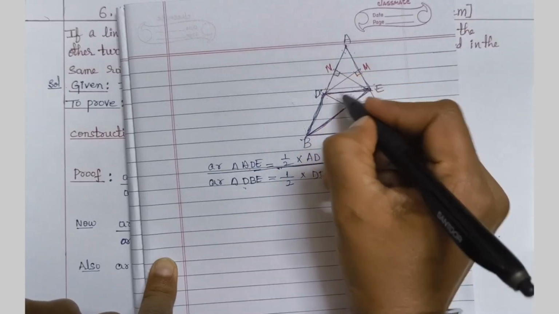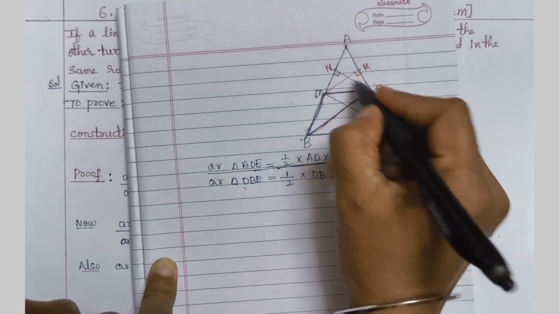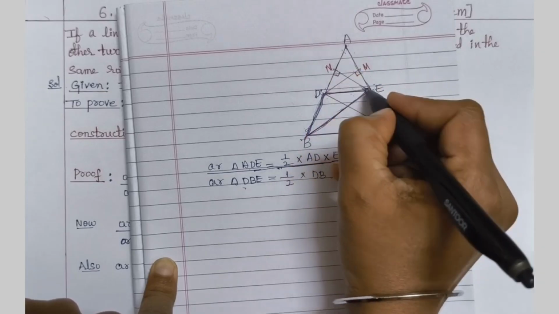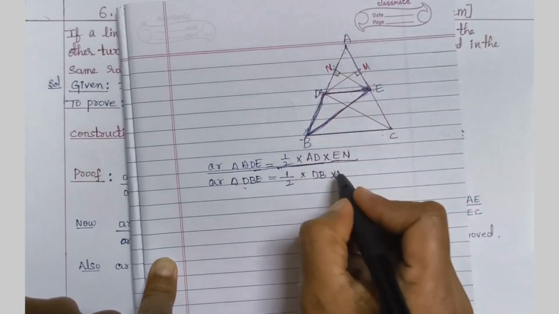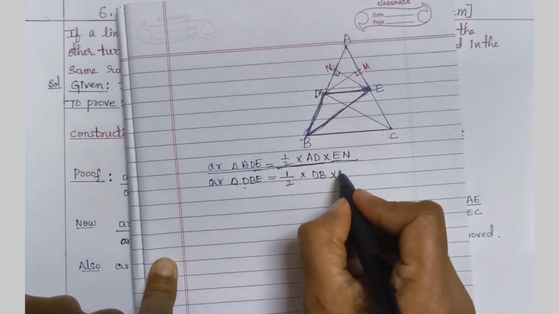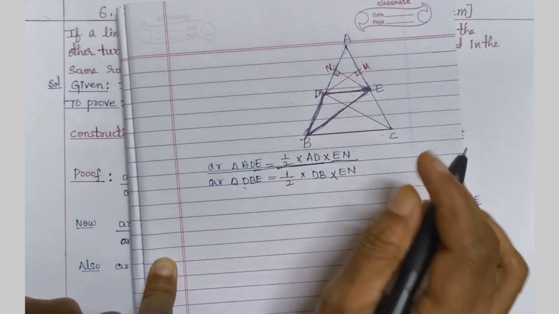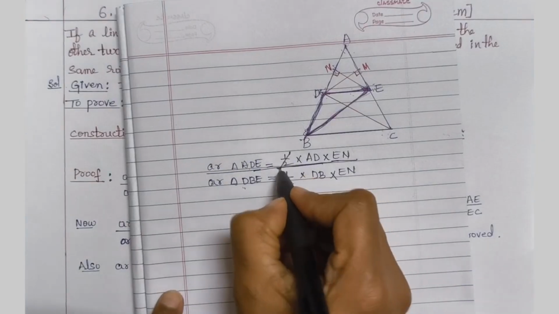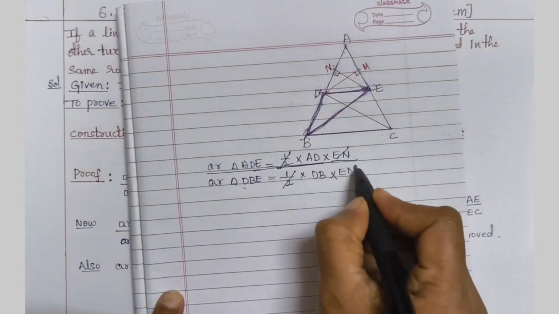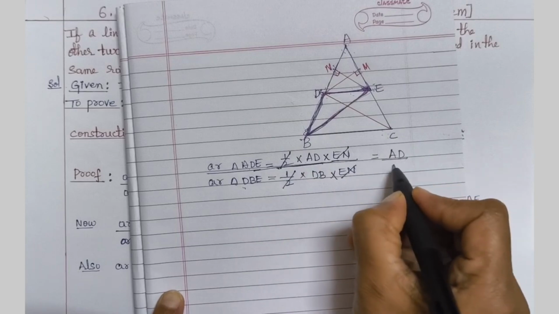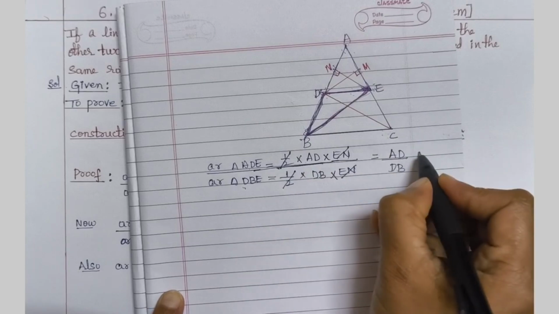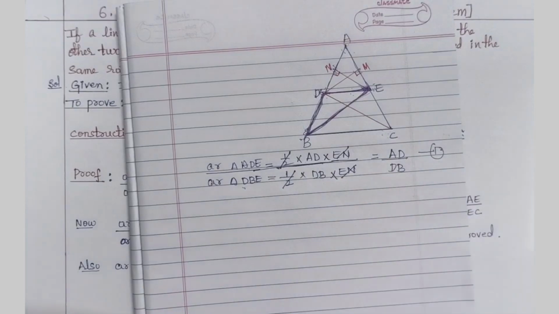Okay. Here, see here. This is the height. See here, this triangle also, this is only height. So here what is the height? EN is the height. Okay. Now any same is there means you can cancel it. See, half cancel, EN cancel. What is remaining? AD by DB. Okay. This is the first equation. You keep it, first equation.